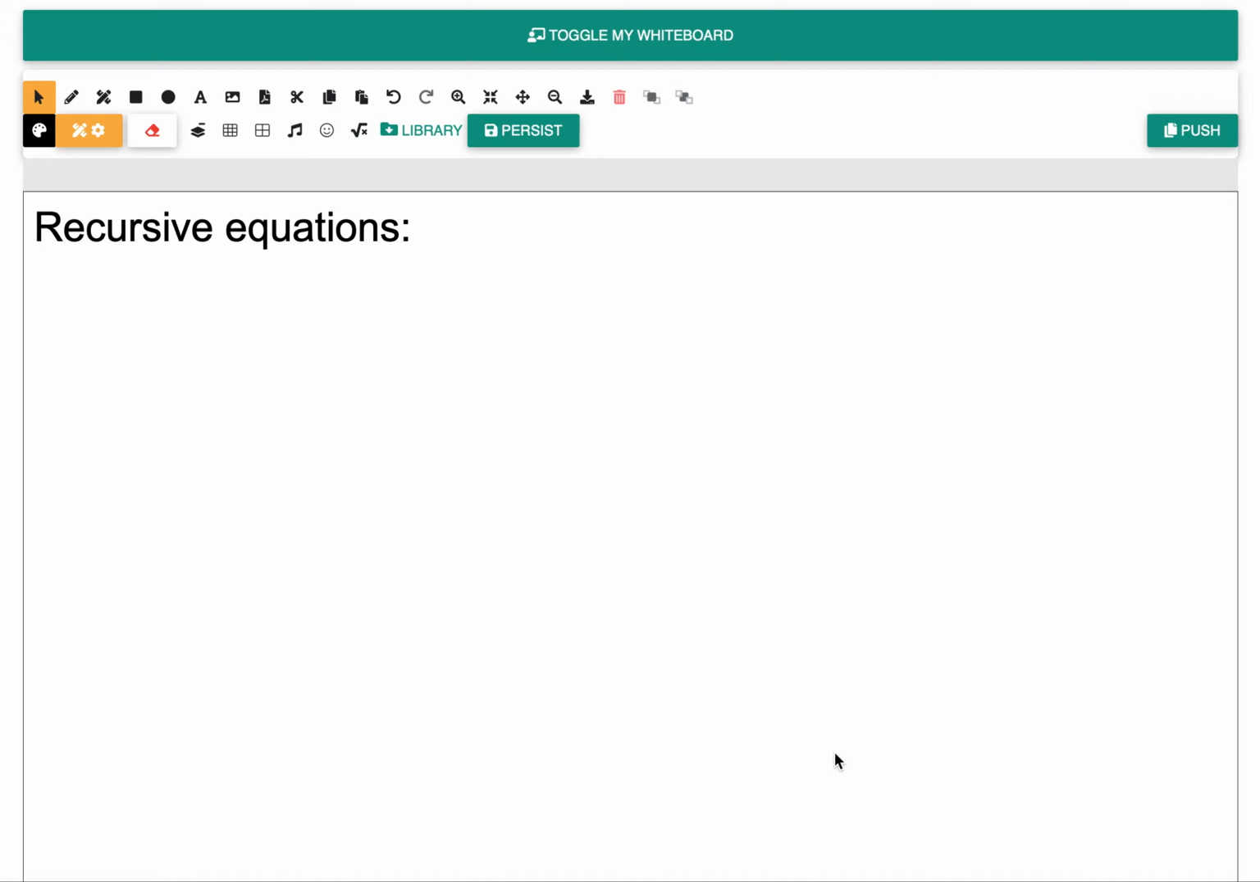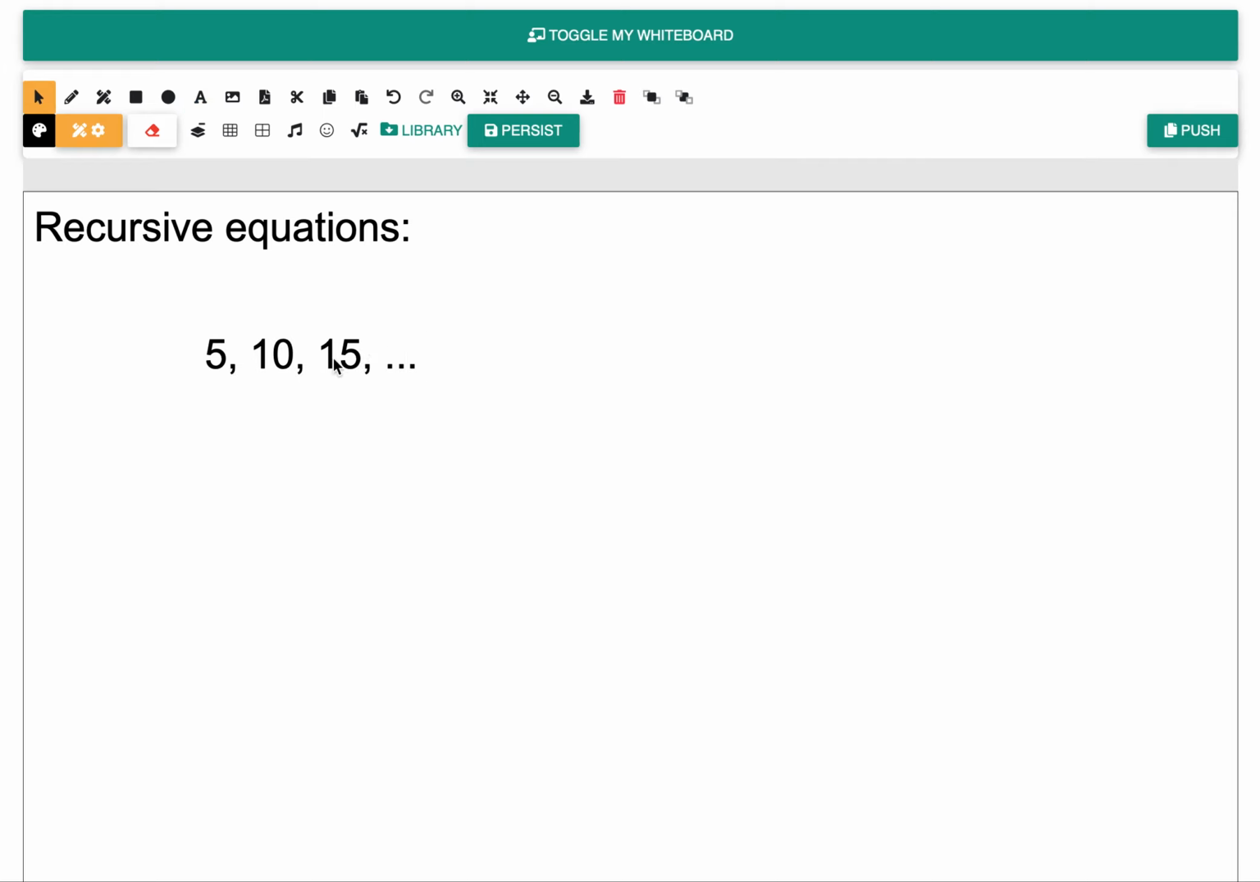Good morning. So this video will be about how to write recursive equations. So let's start with a sequence. We'll start with an easy one, 5, 10, 15, and so on and so forth.